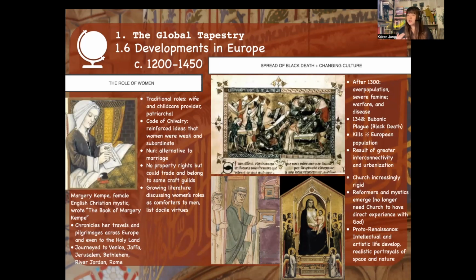The only alternative to marriage was to be a nun or to be branded a witch and burned at the stake. Women had no property rights, but women could trade, and women could and did belong to some craft guilds. There was a growing literature discussing women's roles as comforters to men, this idea of women as being or having to be docile, and that being the main virtue that a woman could have. However, the literature of this time, interestingly enough, shows us that this was not uniform across the board.